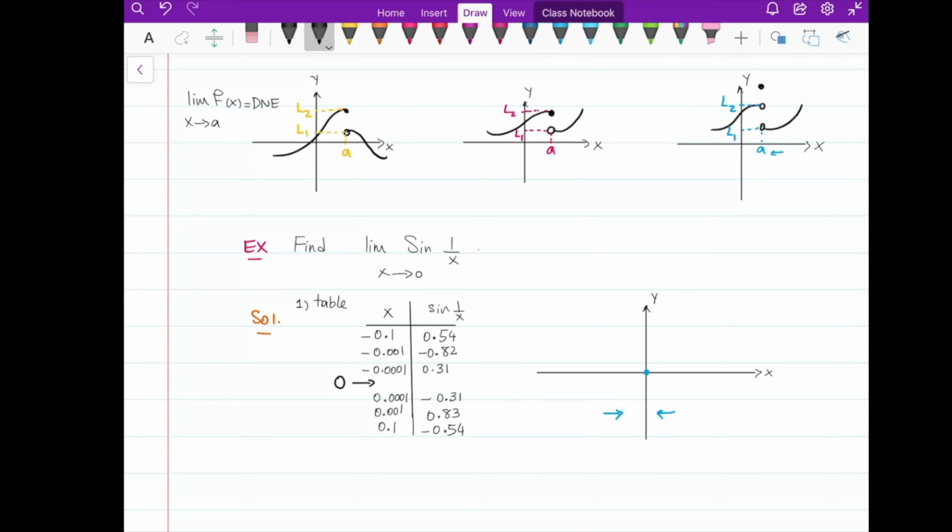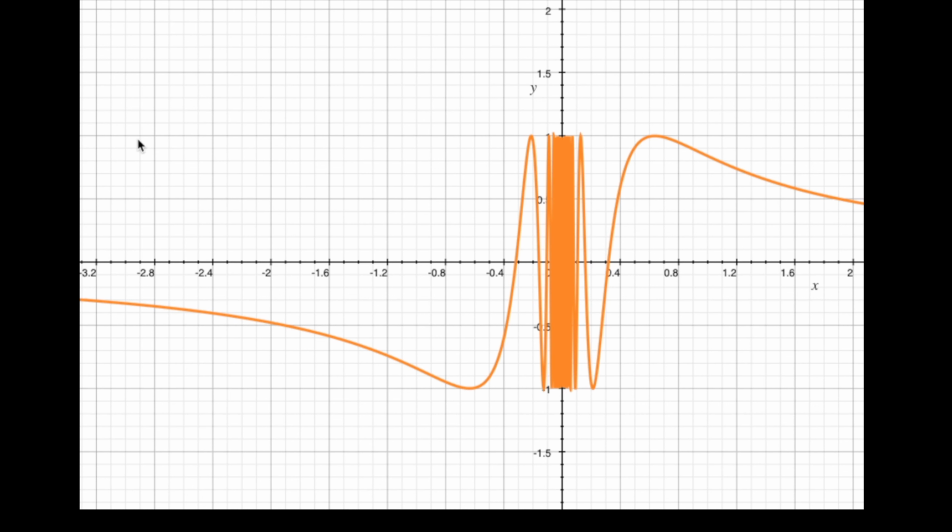So the graph of this function is like this. Let me try to graph it. Oops. I tried actually. So it's between 1 and negative 1. This is the point 0. Let me show you a better graph so that you can see what's going on. So that's the graph of this function. As you see, it is oscillating.